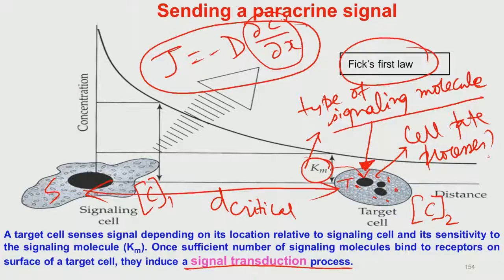And the two questions I have tried to address in this particular slide: question number 1 is, what is the minimum distance between the signaling cell and target cell, so that the signaling molecules would diffuse to the target cell, and the concentration at the target cell of that specific signaling molecule should be more than Km, where Km is the threshold concentration of that specific type of signaling molecule which would be sufficient to cause a certain signal transduction mechanism in the target cell itself.